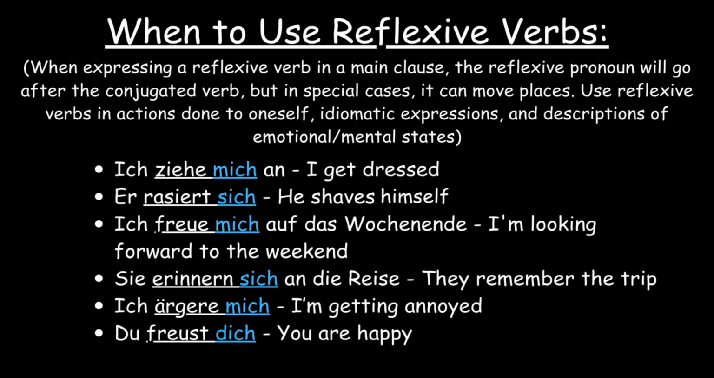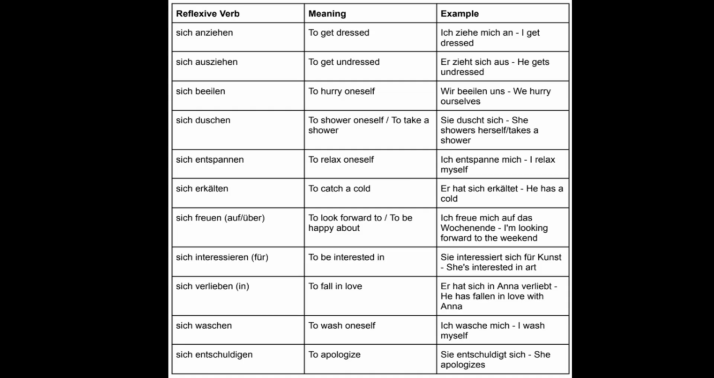Other examples are Ich zieh mich an. Er rasiert sich. Ich freue mich auf das Wochenende. Ich ärgere mich. Du freust dich. All of these phrases are accusative, so they're not too difficult to understand. Aside from these verbs, we can look at common reflexive verbs, their infinitive forms, and some examples, so in case you need to use them in context, now you know how.